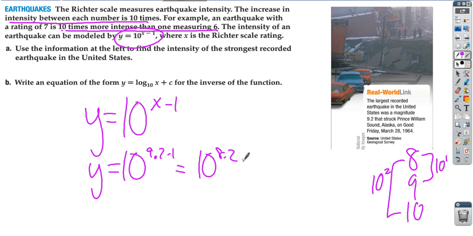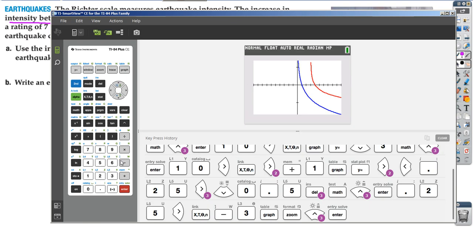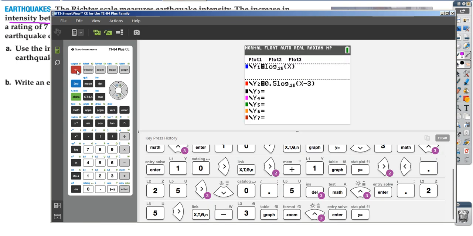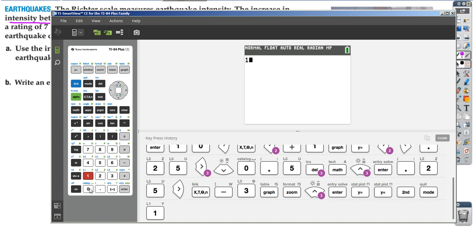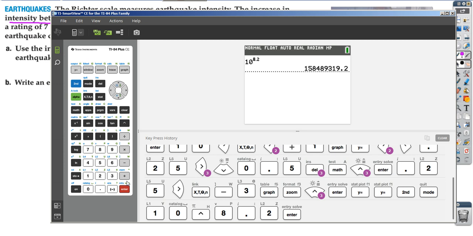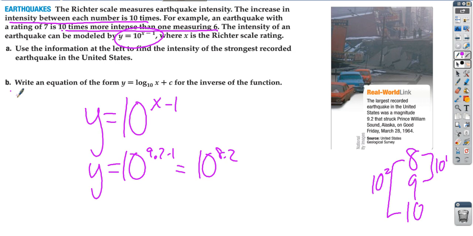So let's see what the actual intensity is. And I don't know if they give us the units here, but we could always look that up. So let's say 10 raised to the 8.2 power. This could be in megatons or something. Okay, so that's a huge number. That's 158,489,319. That's the intensity. And it says write an equation of the form y equals log base 10 of x plus c. That gives us the inverse of that.